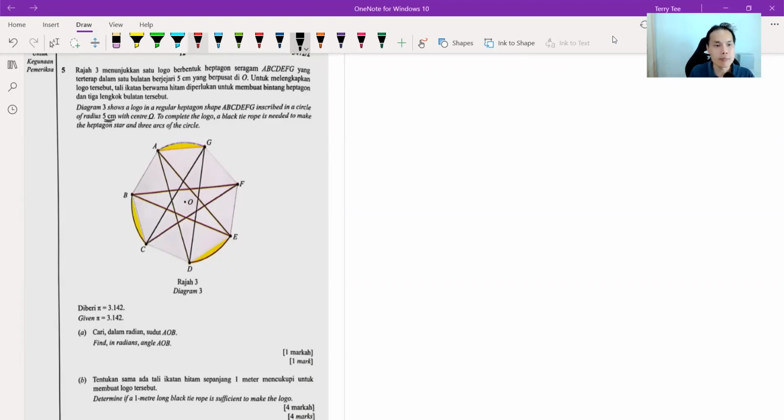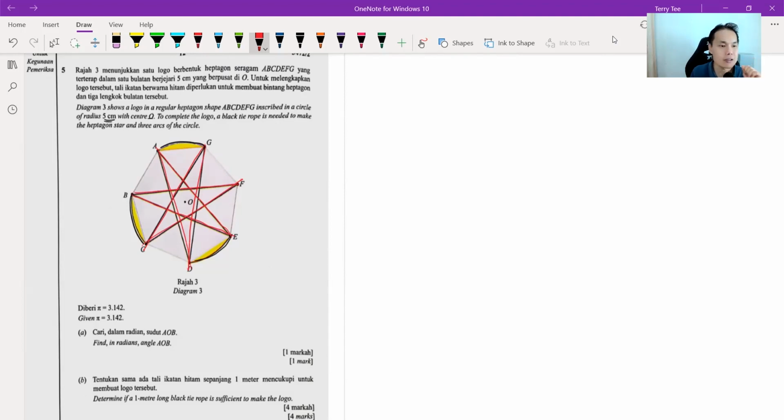To complete the logo, a black rope is needed to make the heptagon star and 3 arcs of the circle. So we're going to tie the rope around the arcs as well as the lines. If you observe carefully, there are 7 lines here. Let me highlight for you. 1, 2, 3, 4, 5, 6, 7. There are 7 lines and 3 arcs. We're going to handle that later.